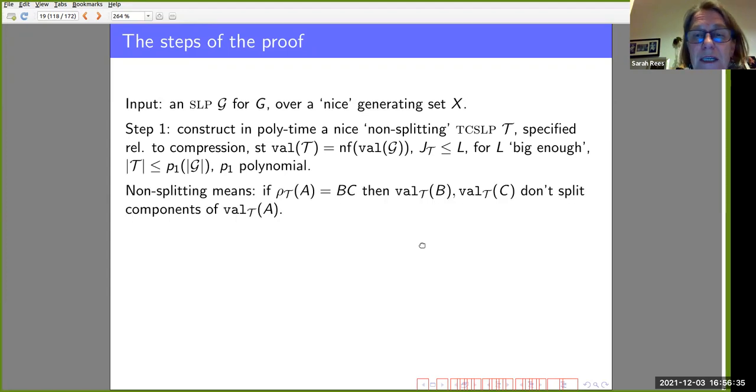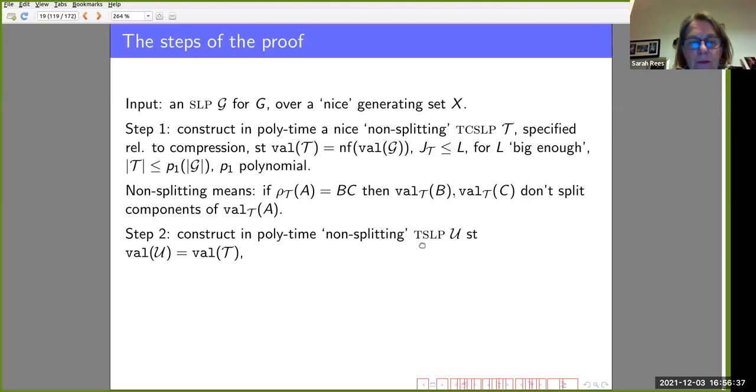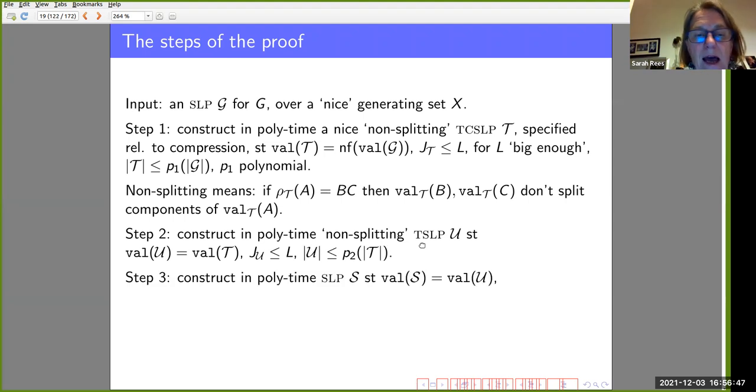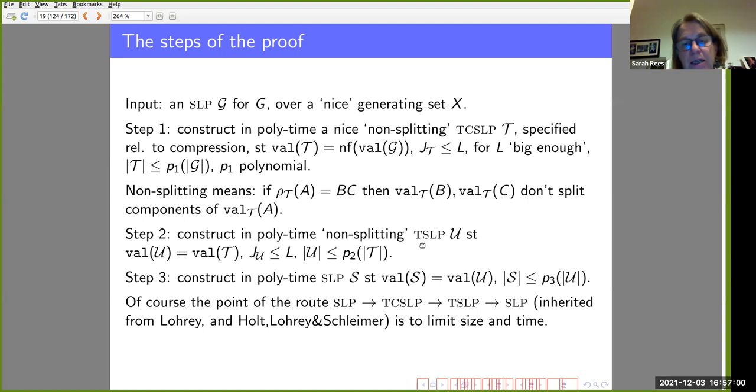And then we have to convert it. We can make it really nice, lots of good properties, and then we convert it. First of all, we get rid of the cut operators in this straight line program. And then having got rid of the cut operators, we get rid of the tethering stuff as well. And that leaves us with an ordinary straight line program, whose value is the normal form of the original word that the original straight line program generated. And so we can recognize whether or not it is the empty word, okay?